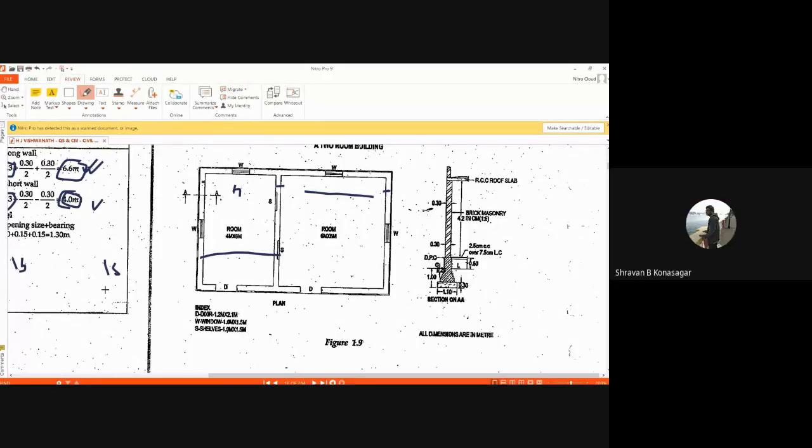Okay. In the y direction, what is the center to center? That is simple, which is same as the previous problem. That is 6. 6.30, sir. 6 plus 0.3 by 2 plus 0.3 by 2. That is 6.3. Clear? Yes, sir.